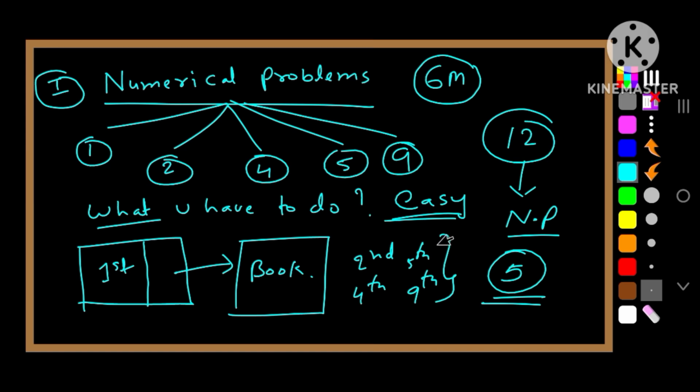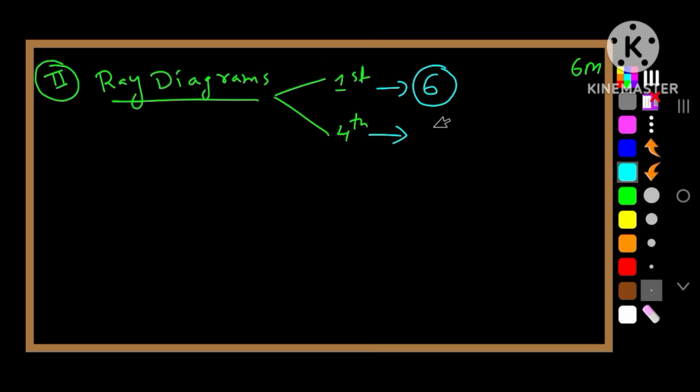And that too, the numerical problems of first chapter and ninth chapter. You need 14 marks for passing. Similarly, in fourth chapter you are having.